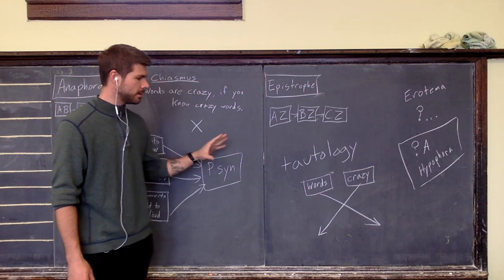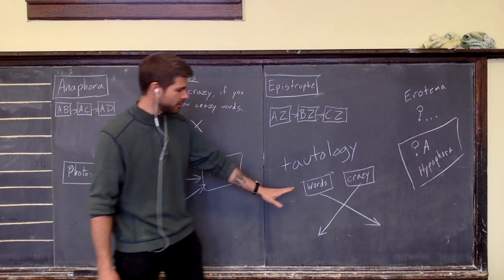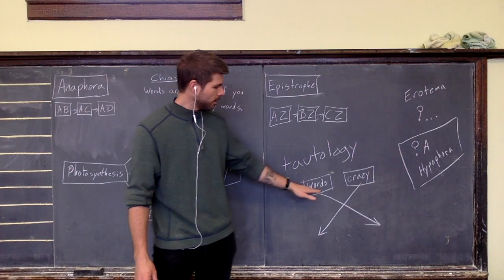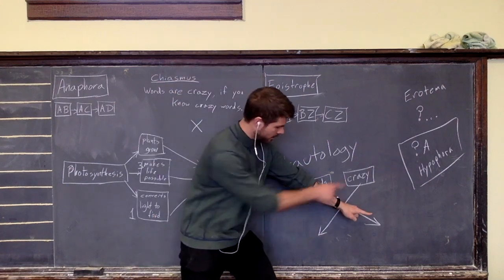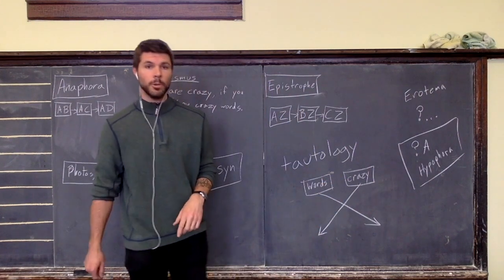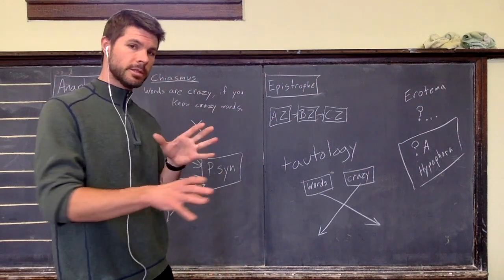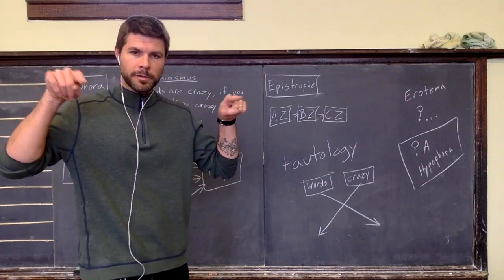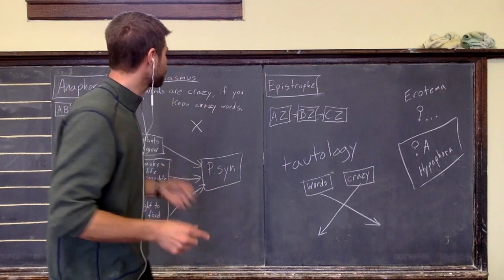It is an X-shaped pattern because we can think of the geometry of it like this. Words are crazy if you know crazy words. They flip places, just as if they were traveling along two different tracks in an X shape.